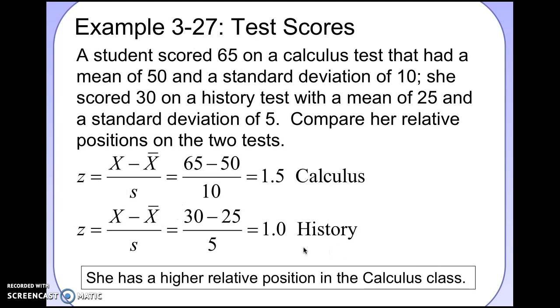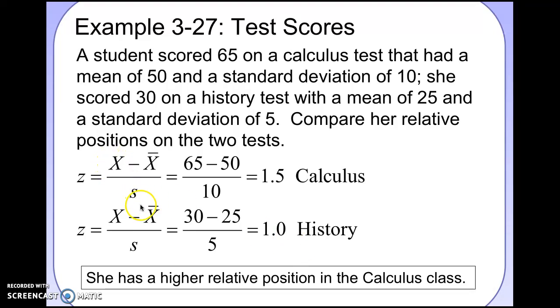A student scored 65 on a calculus test that had a mean of 50 and a standard deviation of 10. She scored 30 on a history test with a mean of 25 and a standard deviation of 5. Compare her relative positions on the two tests.